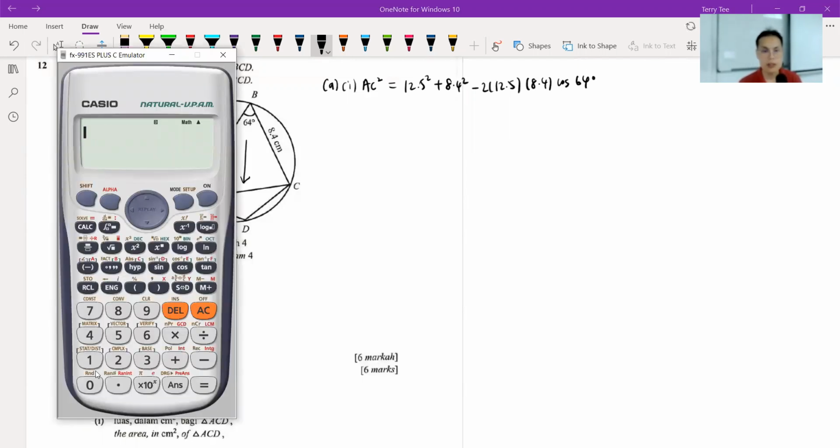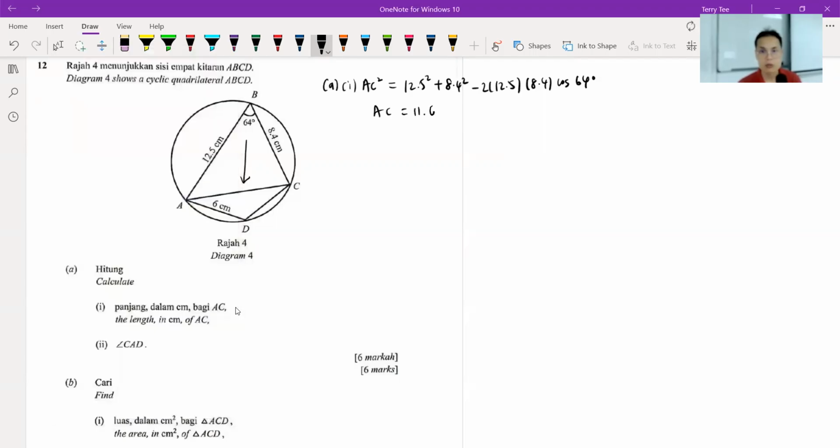Okay, so calculator: 12.5 square plus 8.4 square minus 2 times 12.5 times 8.4 times cos angle 64. So cosine rule, square root it straight away, do it in one shot, AC is 11.61. Okay, give your answer correct to 4 significant figures will do. I don't have to give more.